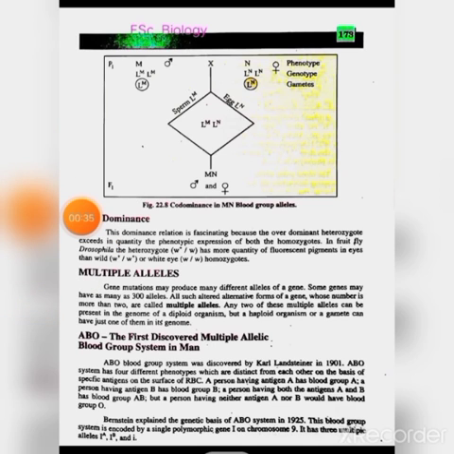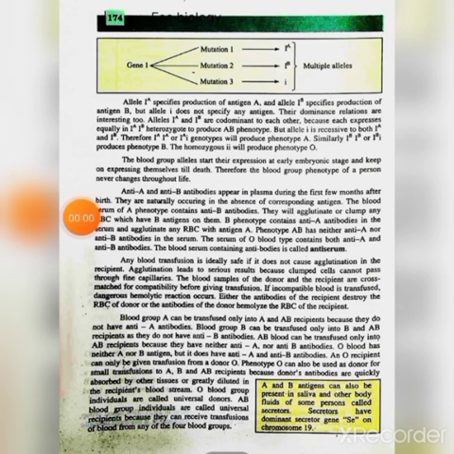What is the meaning of polymorphic? Polymorphic means with many forms. So gene I has many forms and it is present on chromosome number 9. Gene I undergoes 3 mutations, and as a result, mutation 1 produces IA, mutation 2 produces IB, and mutation 3 produces small i.